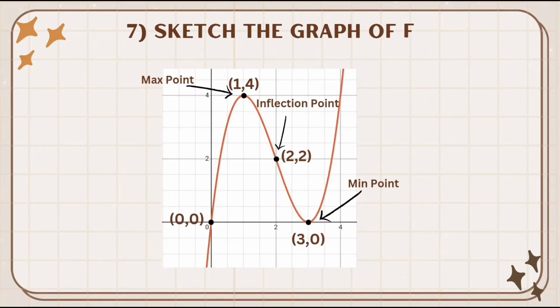Number 7. Sketch the graph of f. This is the graph of this equation. We used Desmos to get this graph. From this graph, the maximum point is (1, 4). The minimum point is (3, 0). And the inflection point that we got in step 6 is (2, 2).